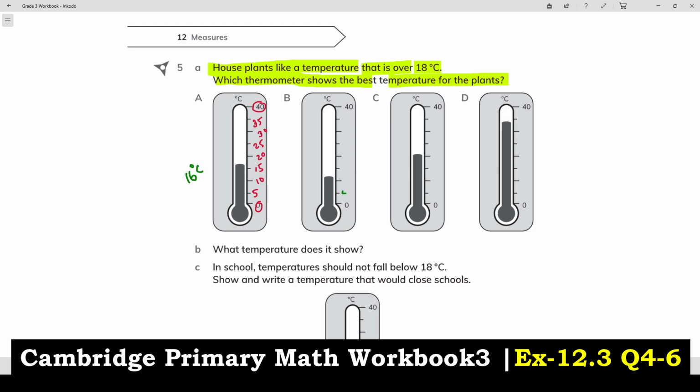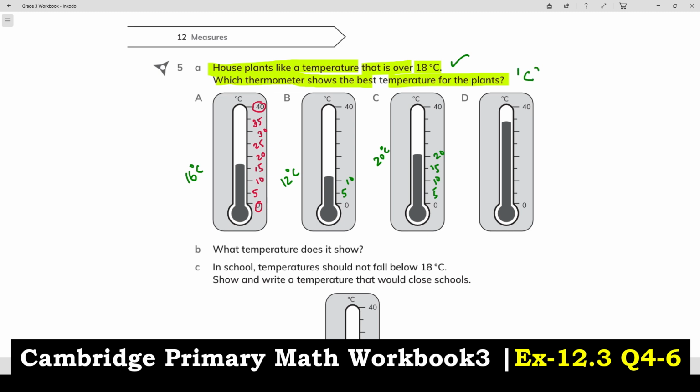This one is 5, 10, so let's say this one is 12 degrees Celsius. And this one is 5, 10, 15 and 20. It means this one is 20 degrees Celsius, and we need over 18 degrees. So our right answer is C. Which thermometer shows the best temperature for the plants? This one is C.